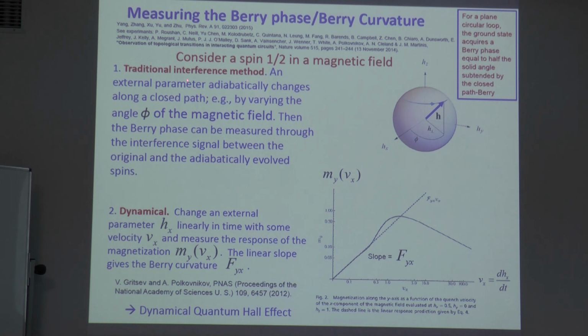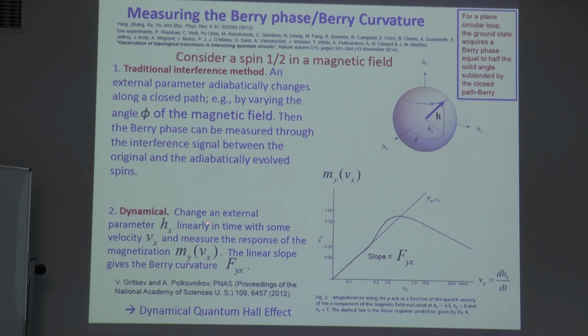So an external parameter like the magnetic field can be changed adiabatically along a closed path, this circle, by varying this angle phi. And then the Berry phase can be measured through an interference signal between the original state and the other copy of the state where you took it through a closed path. So that's a traditional measurement method.